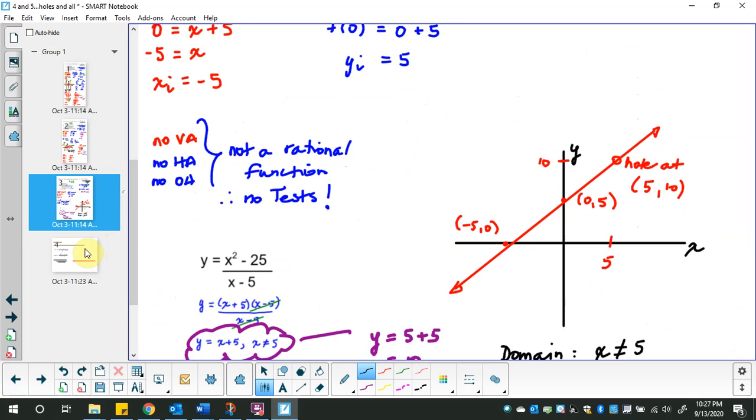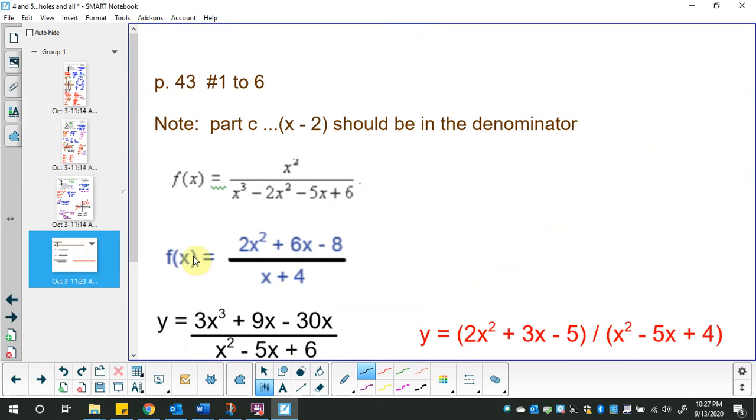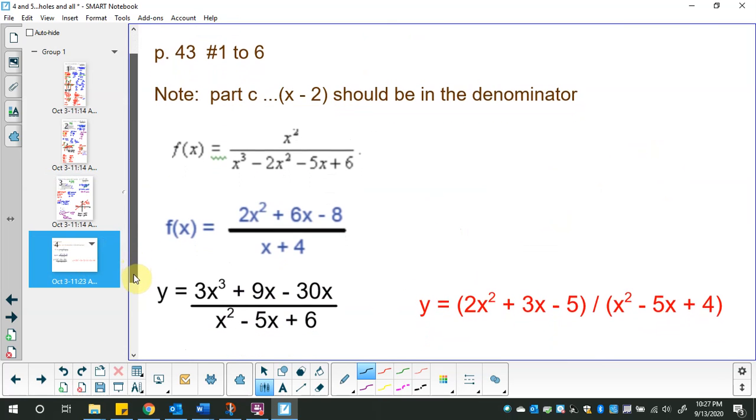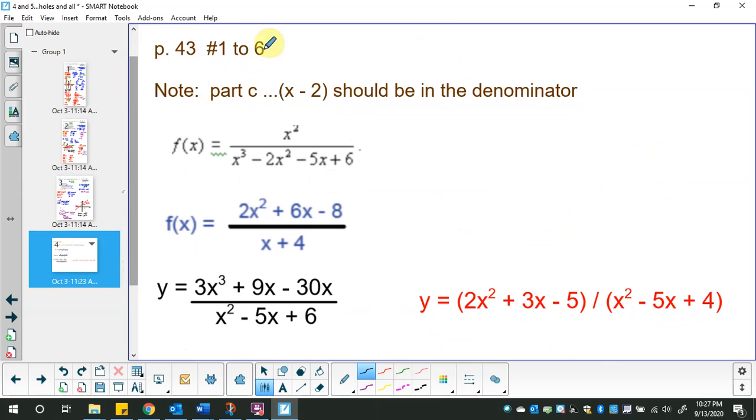So, if you go to the web page, you will find that I've got a bunch of extra examples, and I worked through all the work so that you can see all the solutions. Some of them are these, and there's a correction for page 43, 1 to 6, and its part C should be over x minus 2. If you need solutions, my advice is to go to those extra questions so that you have something to compare it to and work through it.